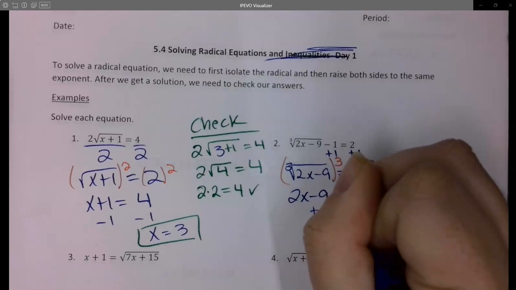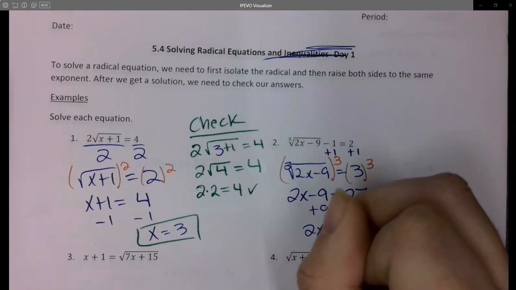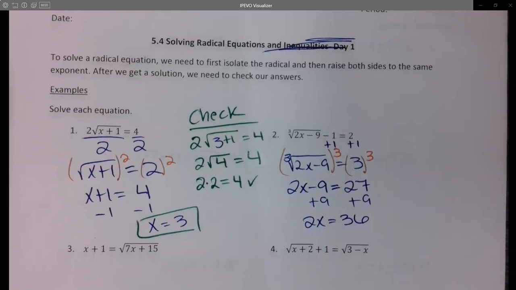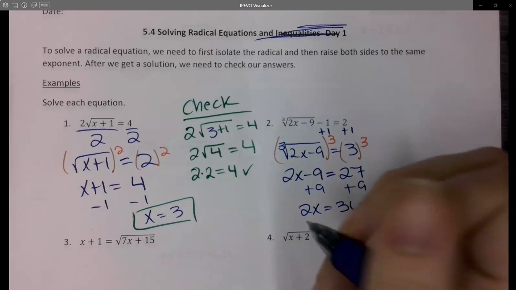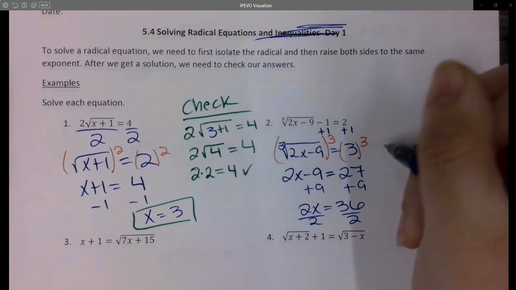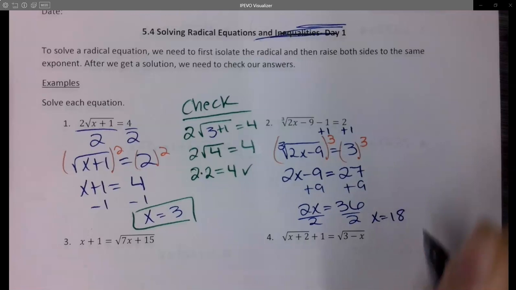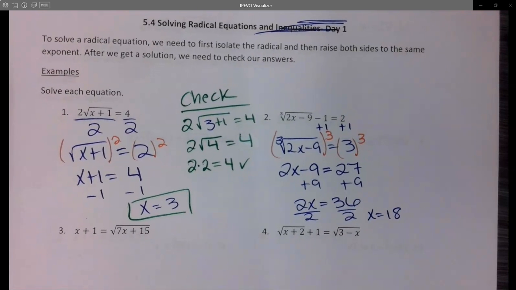Then I want to go ahead and add 9 to both sides. So I get 2x equals 36. Then I want to divide both sides by 2. I get x equals 18. Then I want to go ahead and check my answer.